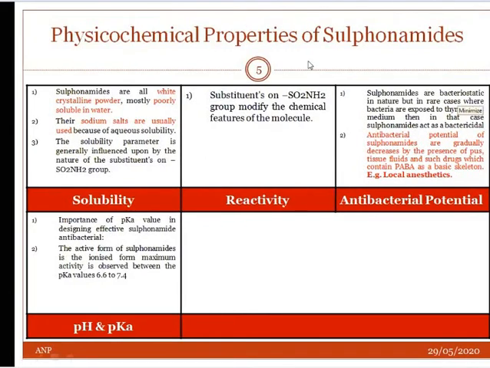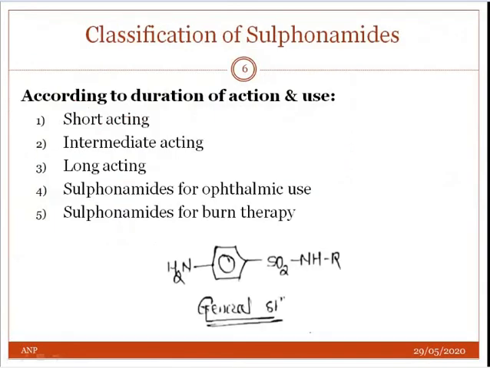Then what about the pH and pK? The importance of the pK values in designing an effective sulfonamide antibacterial: the active form of sulfonamide is the ionized form, and maximum activity is observed between pK values of 6.6 to 7.4. So these are some physicochemical properties of sulfonamide: solubility, reactivity, antibacterial potential, pH and pK. And the next point is the classification of sulfonamides.